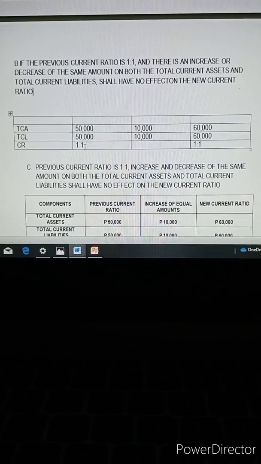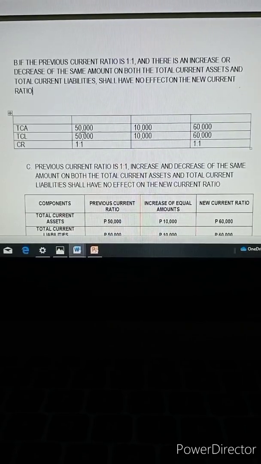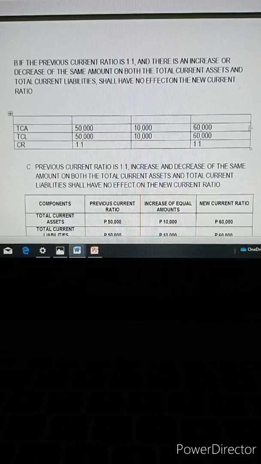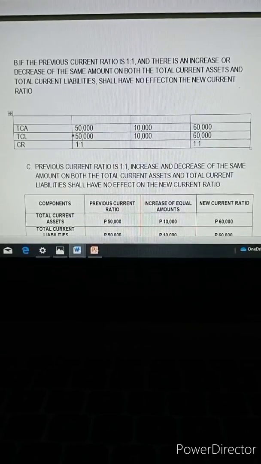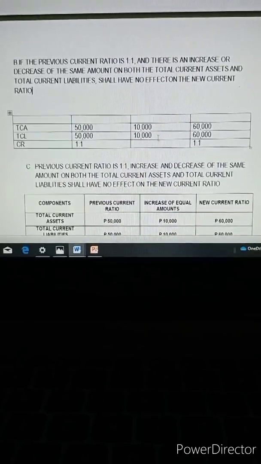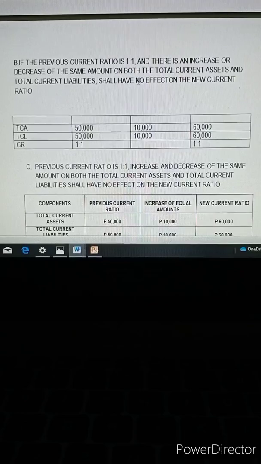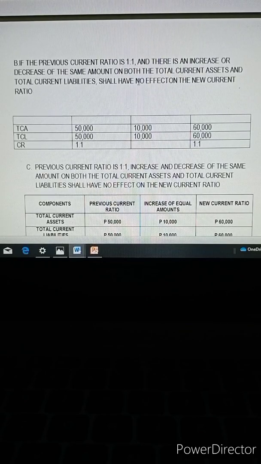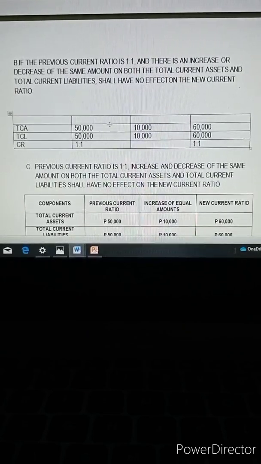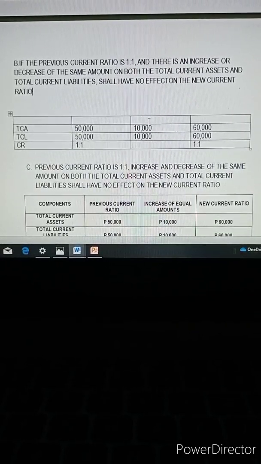In letter B, if the previous current ratio is 1:1 and there is an increase or decrease of the same amount on both the total current assets and the total current liabilities, it shall have no effect on the new current ratio. Illustrated here, the total current assets is 50,000, with an increase of 10,000, so the new total is 60,000. Same with the total current liabilities of 50,000 with an increase of 10,000, so it is now 60,000. The current ratio is 1:1, and after the increase of 10,000 on both, it is still 1:1.